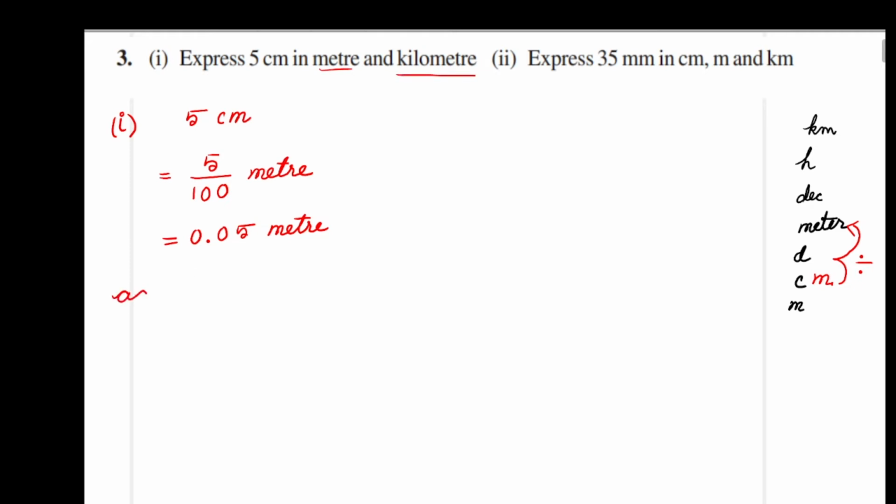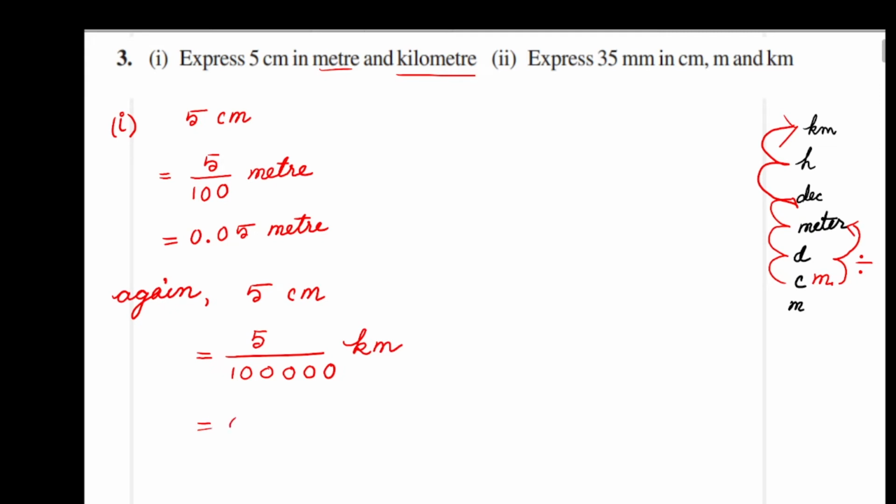Next, where you have to convert? Kilometer. Again 5 centimeter. So from centimeter to kilometer, 1 2 3 4 5, how many steps do you have to go upwards? 5 steps. Okay, so you have to divide 5 by 1 followed by 5 zeros. 1 2 3 4 5, then it will be converted into kilometer. So 0 point, see how many zeros? The point will be before 5 digits, but already here 5 is included. So 0.00005 kilometer. Okay, correct.